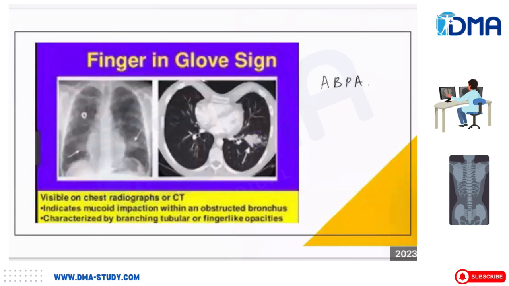If you see this, it is a finger in glove sign. Finger in glove sign is seen in allergic bronchopulmonary aspergillosis. It is seen in case of allergic bronchopulmonary aspergillosis.